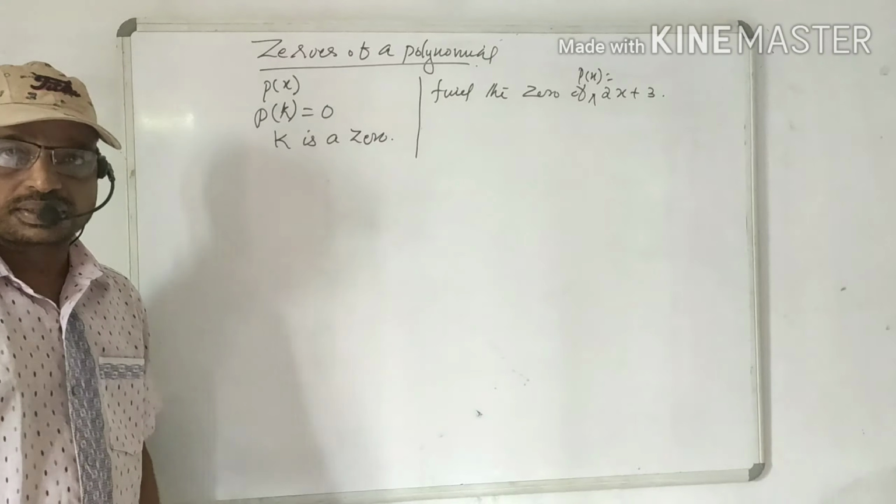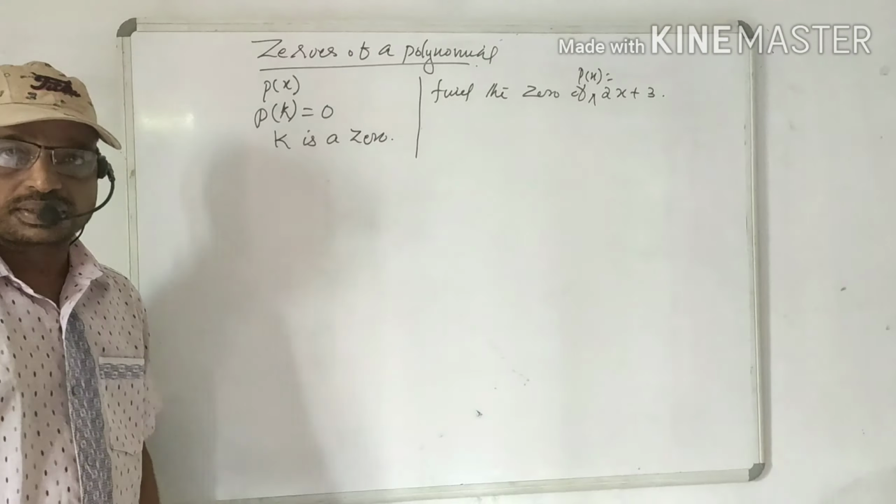In the next step, we will have to find out the value of the variable. What is the variable here? x is the variable. That means you have to find out the value of x. For that, 2x is equal to, transposing this plus 3 to the right hand side becomes minus 3, and x is equal to minus 3 by 2. So x is equal to minus 3 by 2 is a zero of this polynomial.